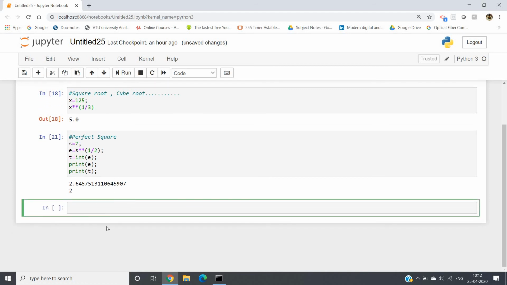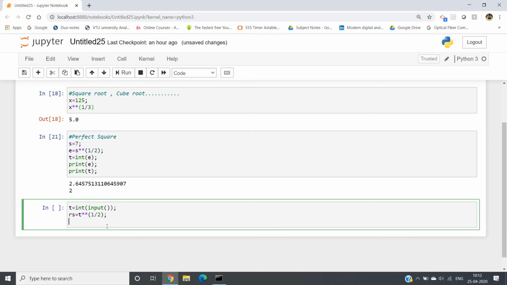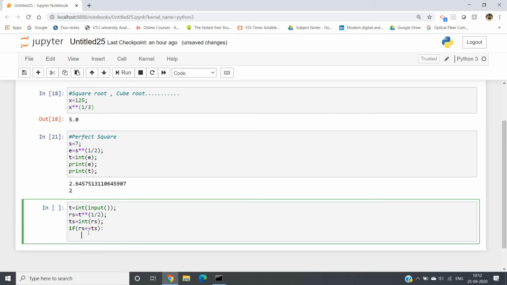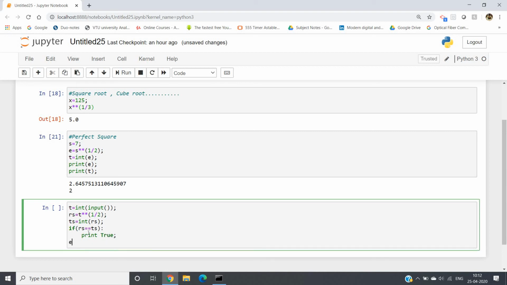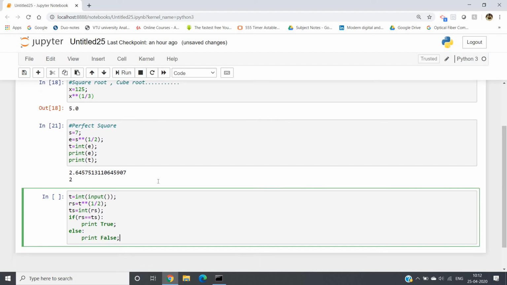So what, suppose I am asking you to write a code. How? Very simple. So t equal to int input. Okay, I am taking the input from the user. rs equal to t power 1 by 2. I am computing the square root. ts equal to int of rs. I am computing the integer part. Now putting one conditional statement, if rs equal to ts, if the condition satisfies, then print what? True. That means perfect square. Else print false. That means the number is not a perfect square.